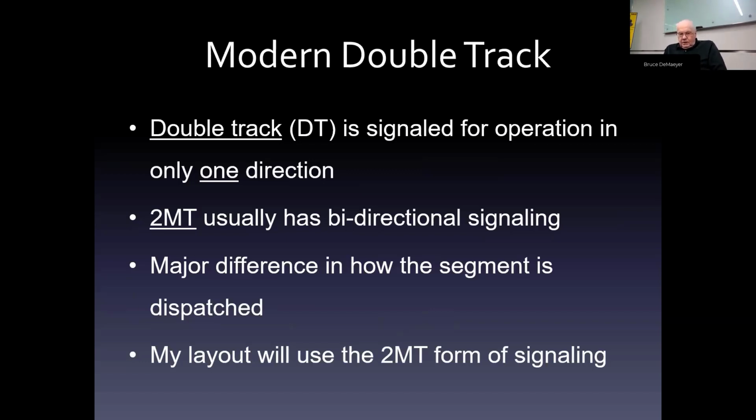In my instance, I am building a layout that has modern double track. And usually double track is signaled for operation in only one direction, but two main tracks can have bidirectional signaling. And the major difference is how the segment is dispatched. And as I said earlier, it's going to be my form of signaling. So double main with the ability to signal on either of the two mains.